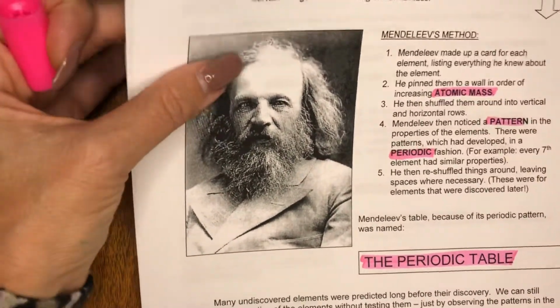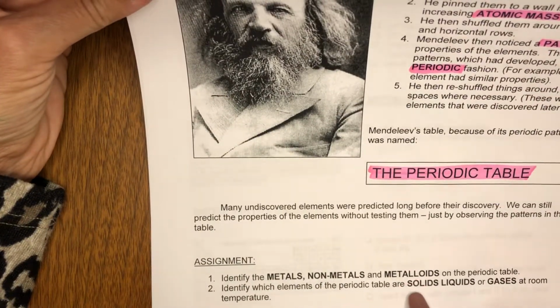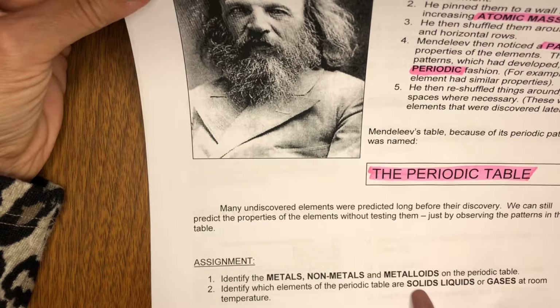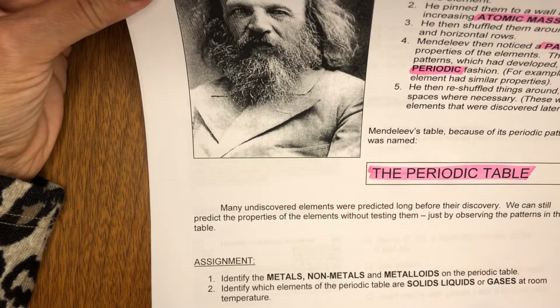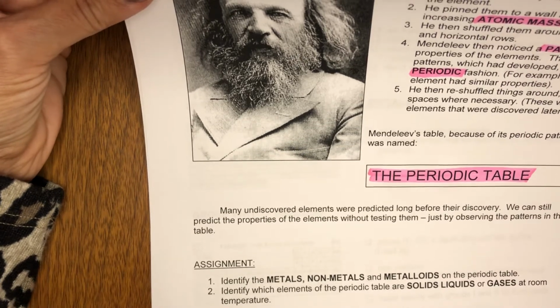Okay, so once you've colored your periodic table, as I indicated, I'd like you to write down which ones are solid, liquid, and gas at room temperature. Indicate which ones are liquid and gases. The rest of them are solids.